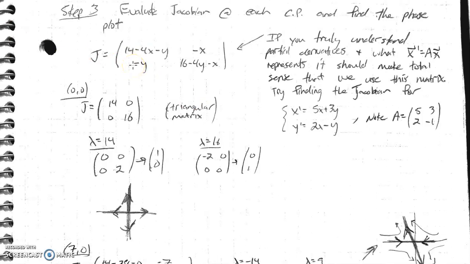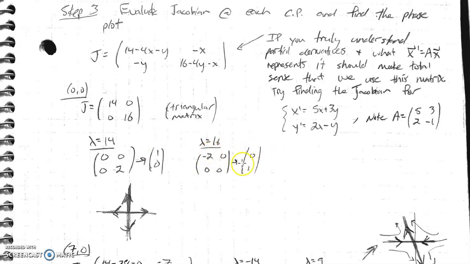Some of these are easier than others. 0, 0: that's a triangular matrix. Why is it triangular? Because this piece is 0, and that piece being 0 there also makes it triangular. What do I do when I have a triangular matrix? The eigenvalues are the entries along the diagonal. So the 14, I subtract it from both of them, gives me 0 here and 2 here, so I take 1, 0 as my vector. The 16, similarly, I get a -2 here, which gives me the vector 0, 1.